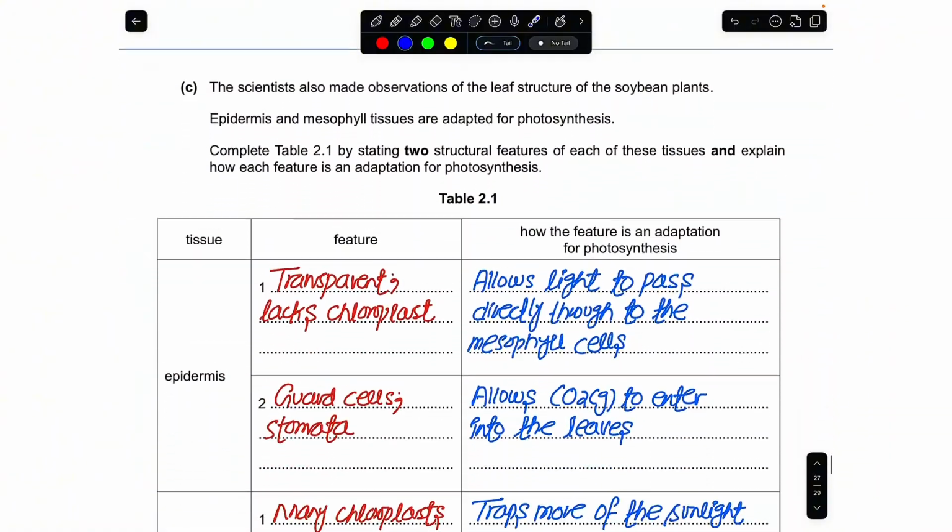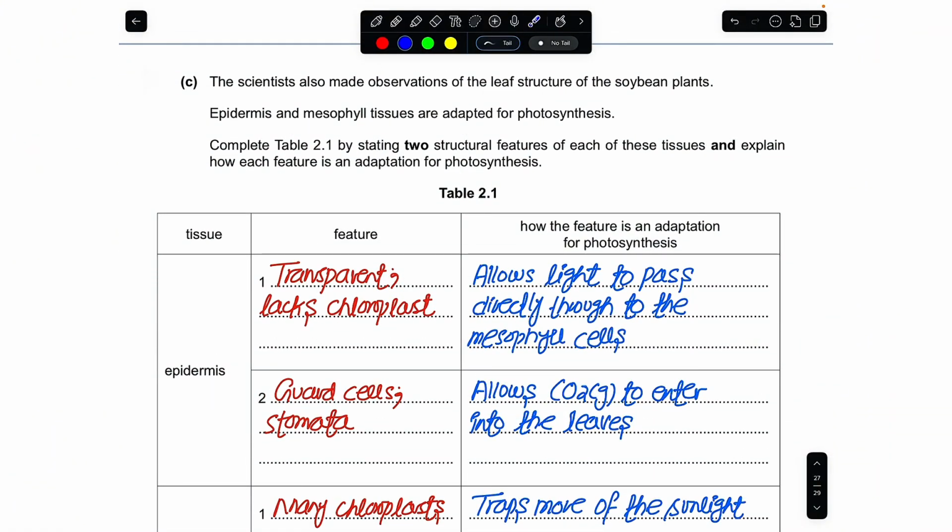Now, moving onward to part C, where the examiner would be evaluating your approach in terms of the leaf structure. They say the scientists also made observations of the leaf structure of the soybean plant. And by the leaf structure, we know that it has the cuticle, the upper epidermis, the lower epidermis, the palisade mesophyll cells, the spongy mesophyll, and stuff like that. They say epidermis and the mesophyll tissues are adapted for photosynthesis.